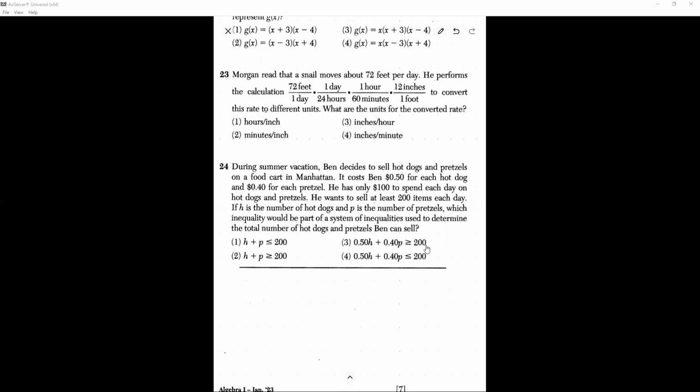One of the things that I like to do is take all of the numbers and letters that are important, bring them out and make sure I identify the units. So here's one of the numbers. This is 50 cents for each hot dog. This is 40 cents for each pretzel. And it says he has only $100 to spend. So he has $100 total to spend.